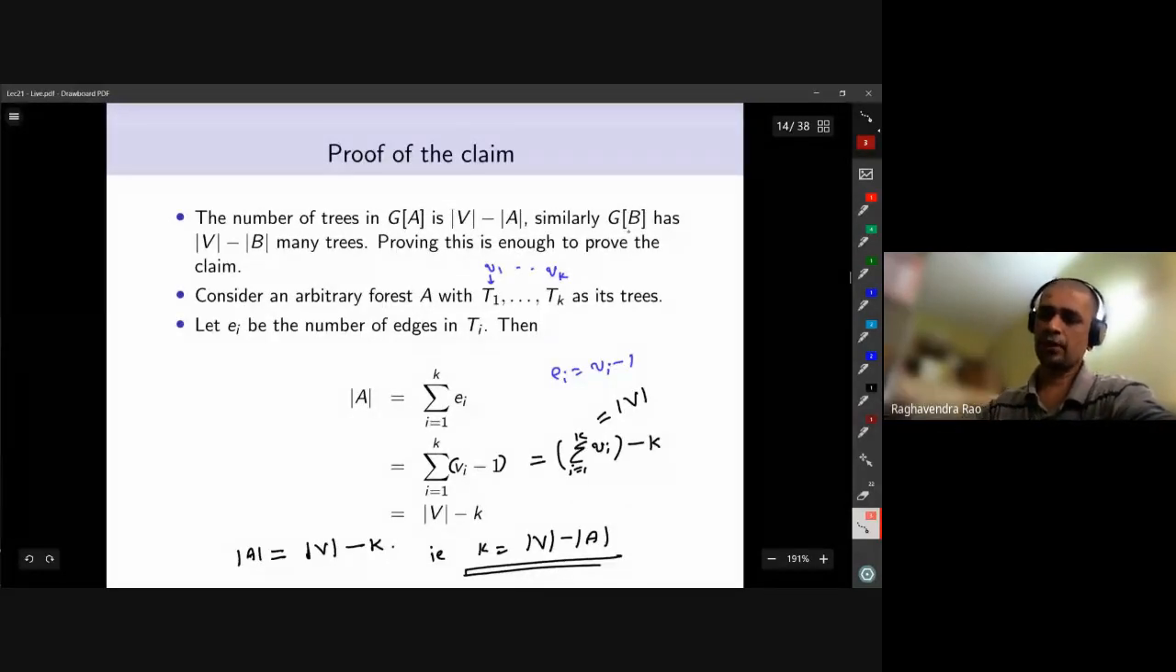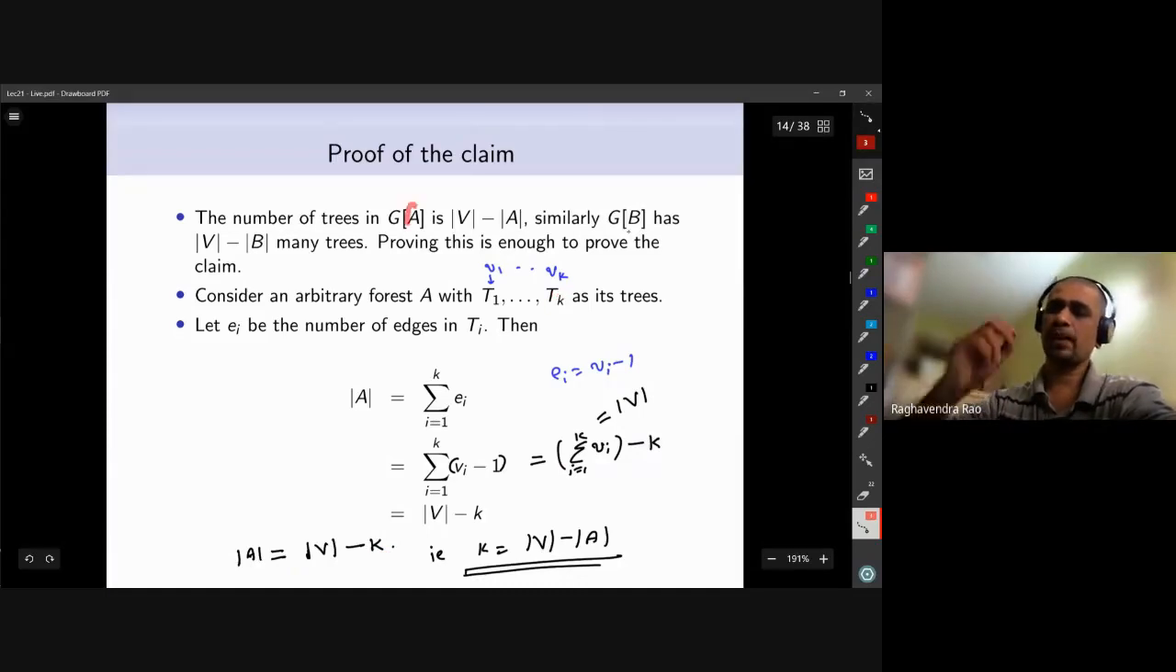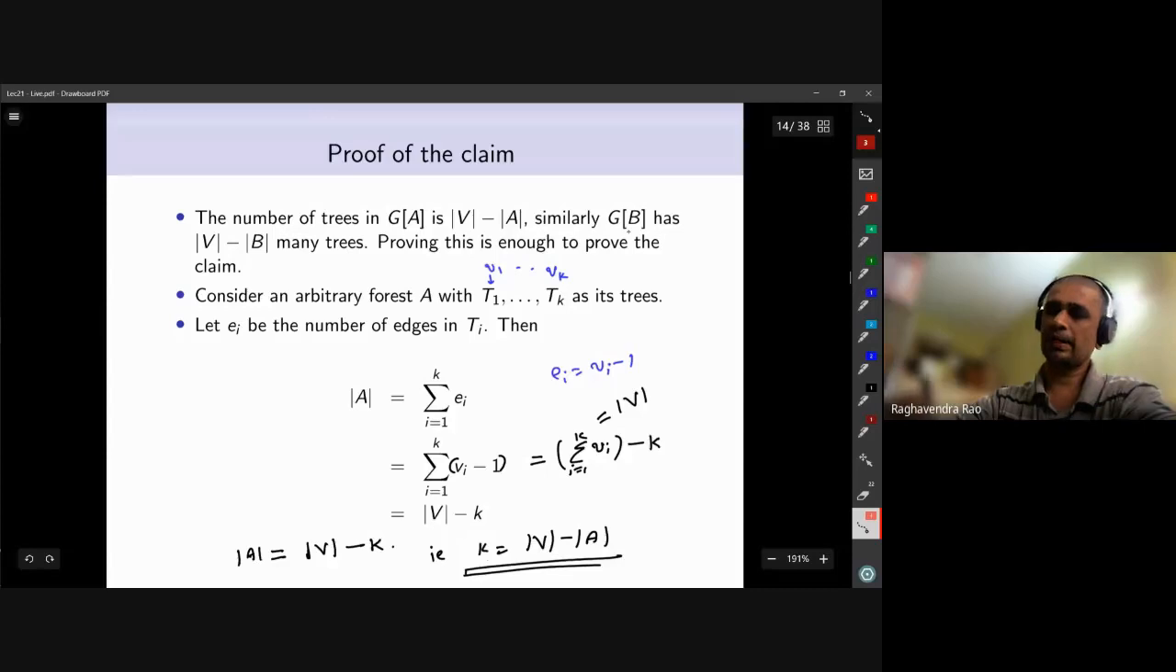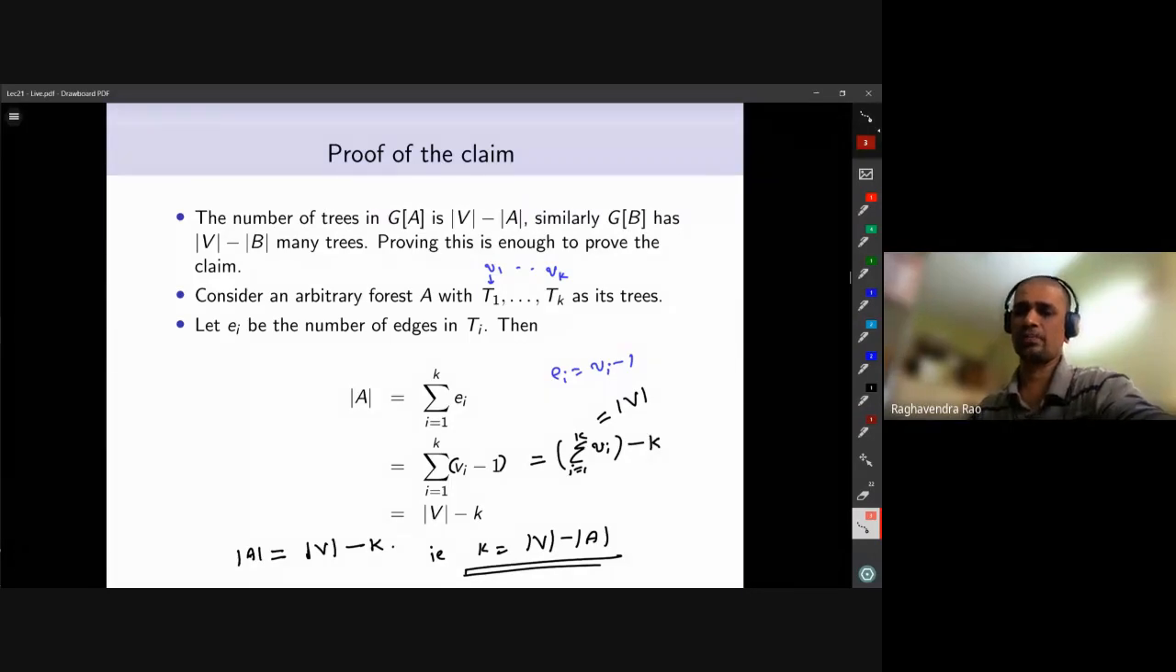Therefore, the total number of edges is nothing but the total number of vertices in the graph minus this k, where k is the number of trees induced by A, including the isolated vertices. So the number of trees is exactly the cardinality of V minus the cardinality of A. That's what we needed. Once we have this, by the fact that the cardinality of B is more than the cardinality of A, we have that the number of trees in A is more than the number of trees in B.